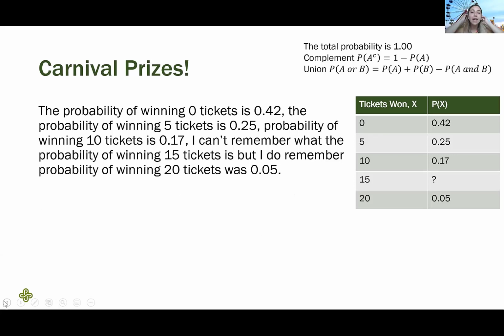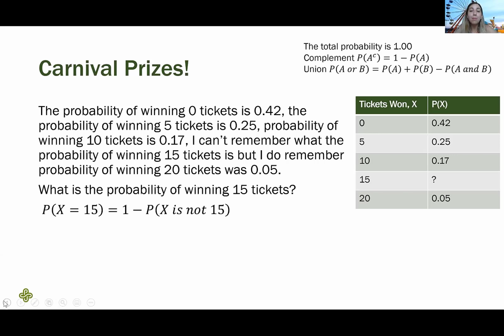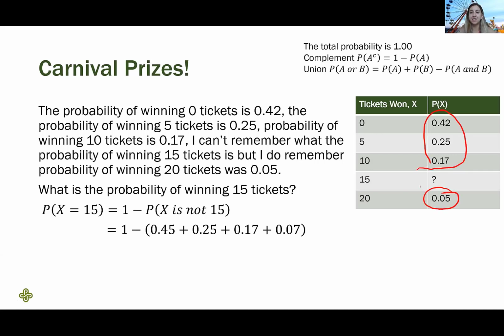Now I can apply that rule of discrete distributions. The total should be 100%. The probabilities should sum up to 1. There's only one thing missing, so I can use the complement rule. The probability that it was 15 tickets is going to be 1 minus the probability that it's not 15 tickets. Right? 1 minus all these things that are not 15.